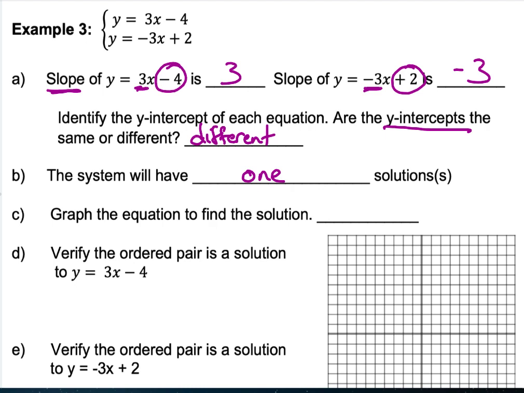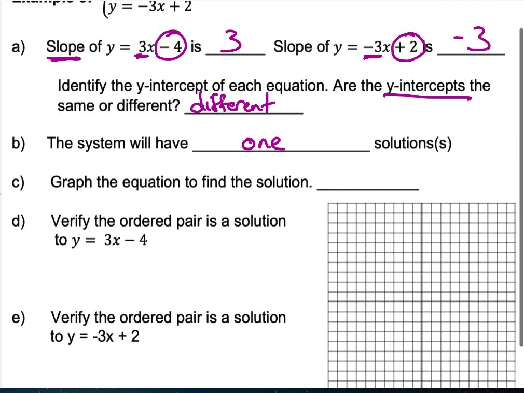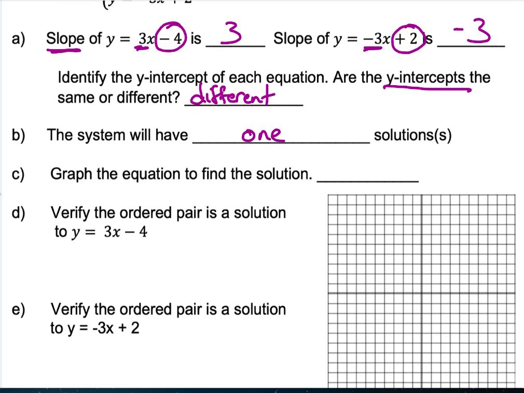So now we're going to go ahead and graph it. I'm going to start with 3x minus 4. So I'm going to start at negative 4, and I'm going to go up 3 and over 1. And I'm going to graph those points. I can go in the reverse. And then I draw my line all the way through it.